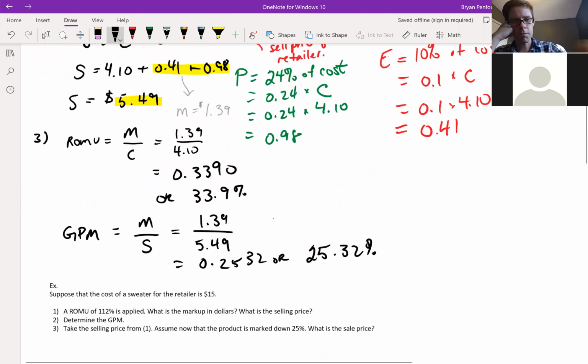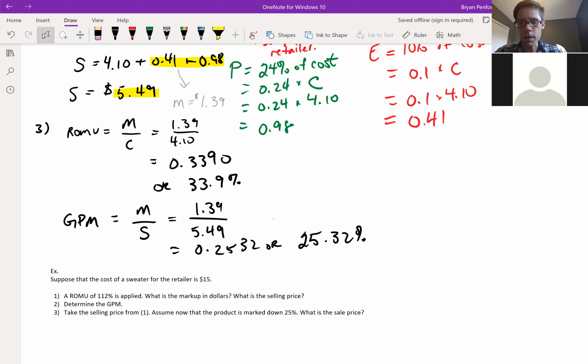So for the gross profit margin, I do get 25.32%, somewhere in that neighborhood. Alexander, 25.31 would be acceptable as well. So Jason, I did multiply by 100. It's just right here. In the red arrow step, I multiplied by 100. That gives me 33.9% instead of 0.339.